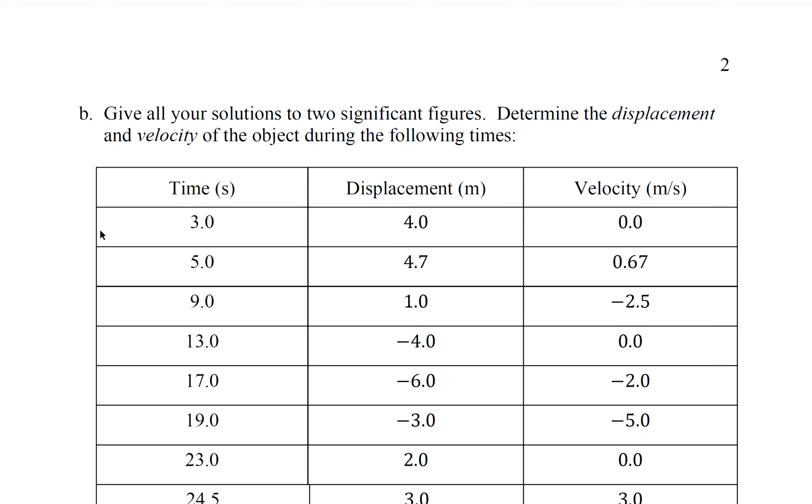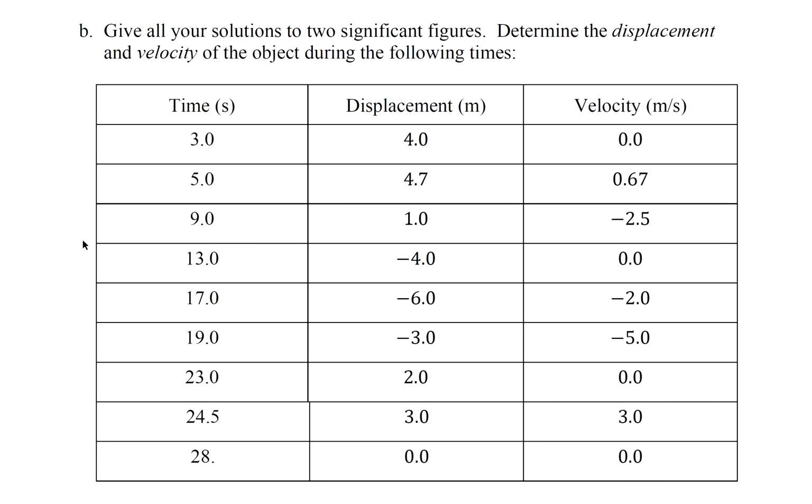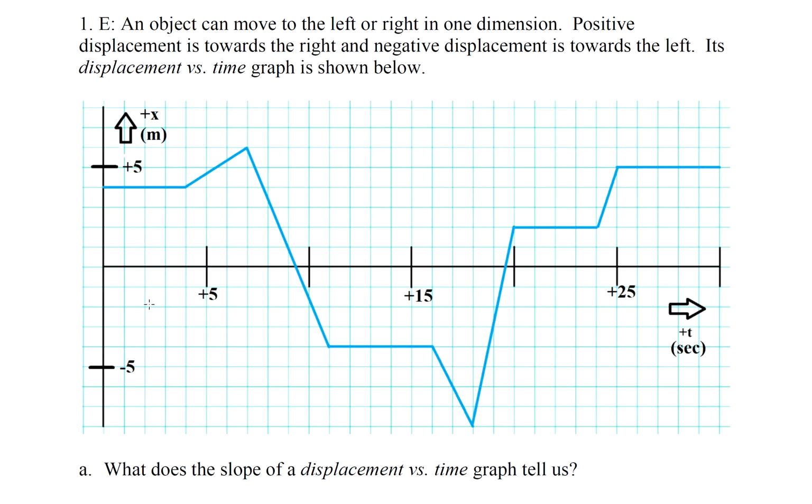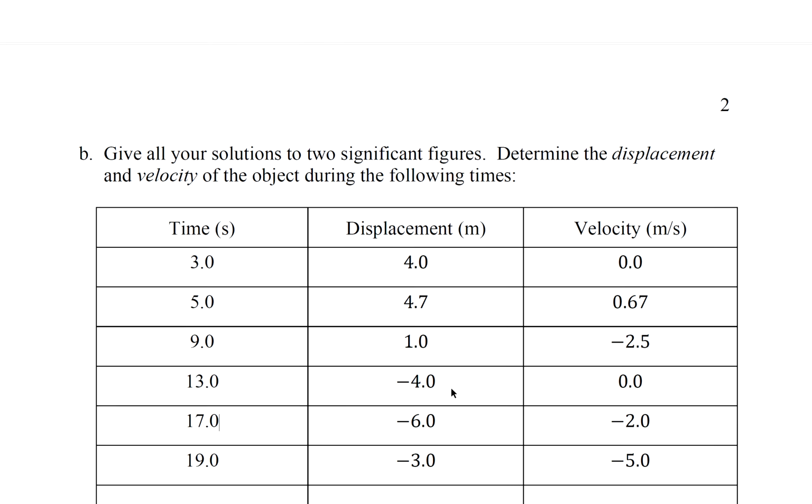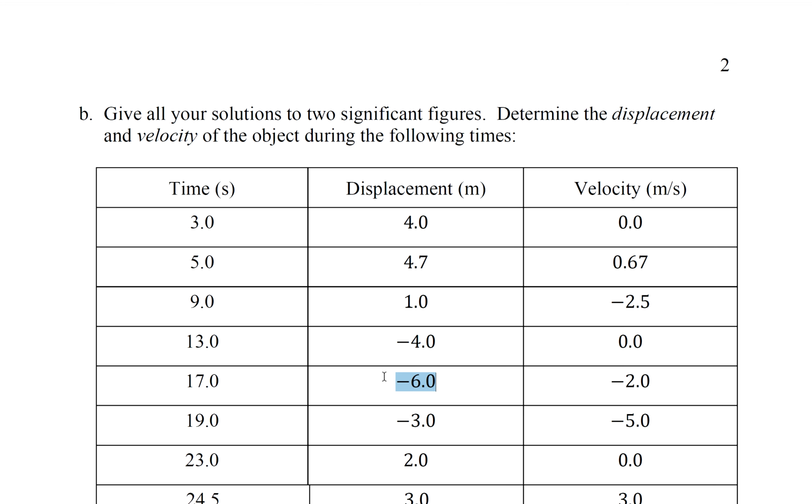Part B, give all your solutions to 2 significant figures. Determine the displacement and velocity of the object during the following times. So let's take a look at time equals 17 seconds. Where is the object at 17 seconds? It's at minus 6. X equals minus 6. It says here minus 6.